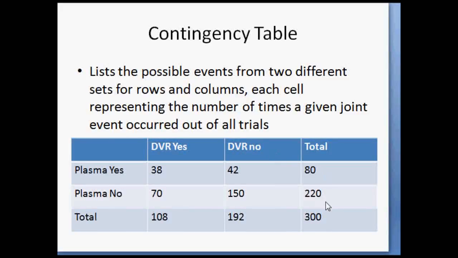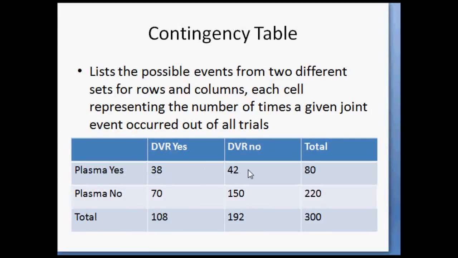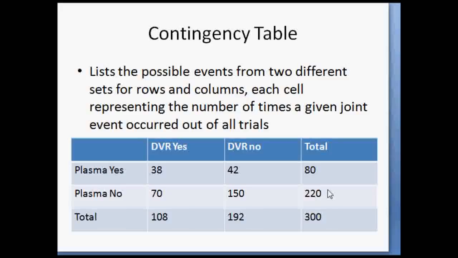so over here I've got 300 people that have come through the doors of my store, and 38 of those people bought both, 42 just bought the TV, 70 just bought the DVR, and 150 didn't buy either one. So in total, 108 people bought DVRs, 80 people bought plasmas, and 220 people did not buy TVs, and 192 people did not buy DVRs. So I've got row totals, column totals, and then a total down in the corner. So I can think about a couple different things I can do with this.